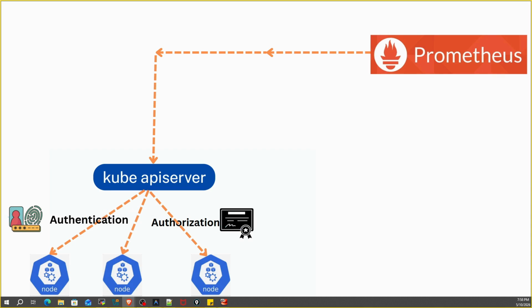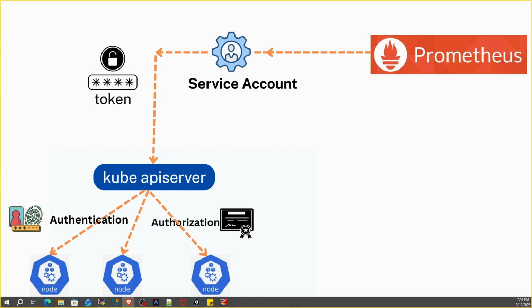First comes authentication. Now the question is, how will this application authenticate itself with Kubernetes? For that, we create a service account. In a simple way, you can think of service account as a user identity for the application, and the service account token as the credential used by the application to authenticate with the Kubernetes API server. Whenever a pod uses a service account, Kubernetes automatically mounts the token inside the pod, and the application uses that token to communicate securely with the API server.